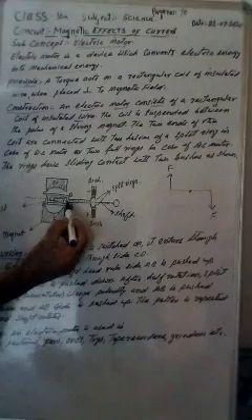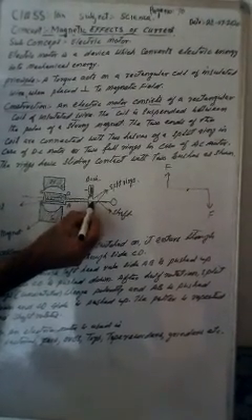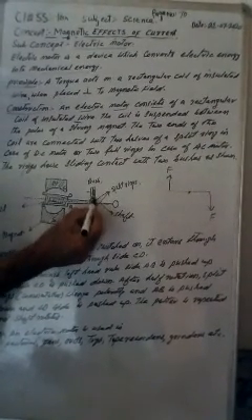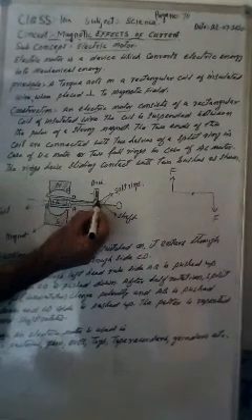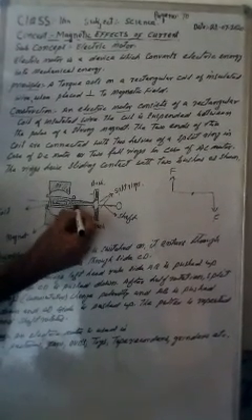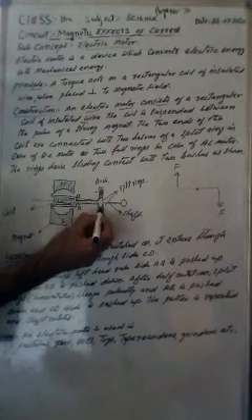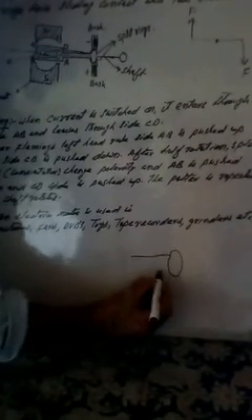The ends of the coil are connected with two halves of a split ring. Here, one end of the coil is connected with this half of a split ring, and another end of the coil is connected with this half of a split ring. In case of the DC motor, these two halves are connected. In case of an AC motor, they are connected with two full rings like this.